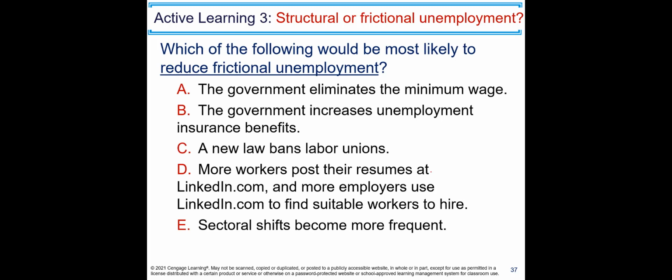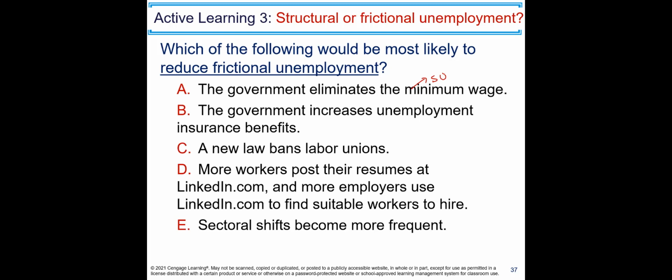Let's answer this question, and that will be the end of this chapter. Which of the following would be most likely to reduce frictional unemployment? The first one is the government eliminates the minimum wage. Minimum wage is related to structural unemployment. Remember, frictional is all about taste and skills and sectoral shifts. In structural, there are not enough jobs for everybody. The reason is wages above the equilibrium wage.